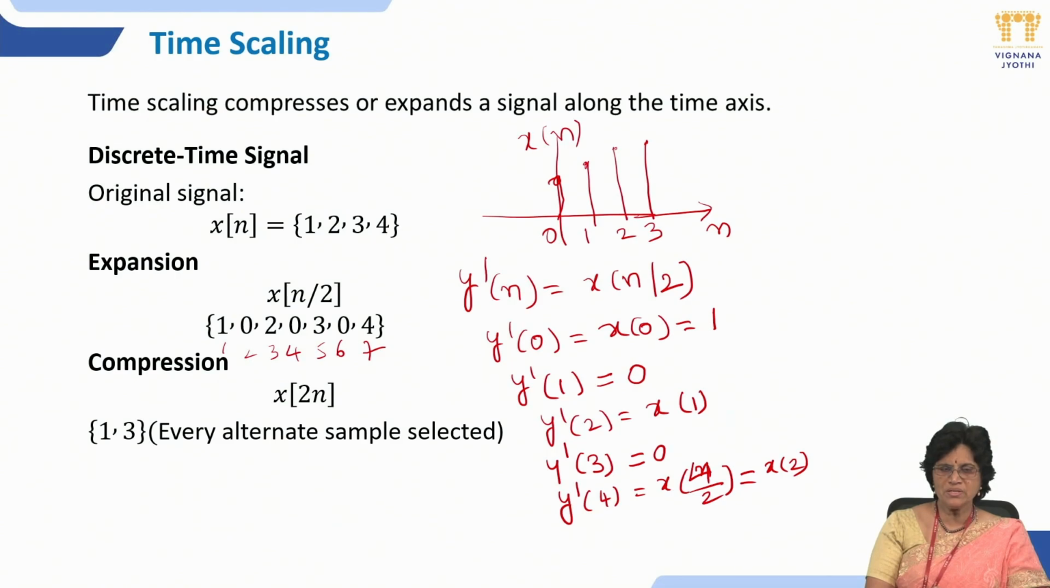Coming to compression, here we are multiplying n by 2, giving x of 2n. Similar to the previous case, we are compressing the signal. What we do is start from the same first sample and discard samples. Here I am considering the decimation factor or downsampling factor.